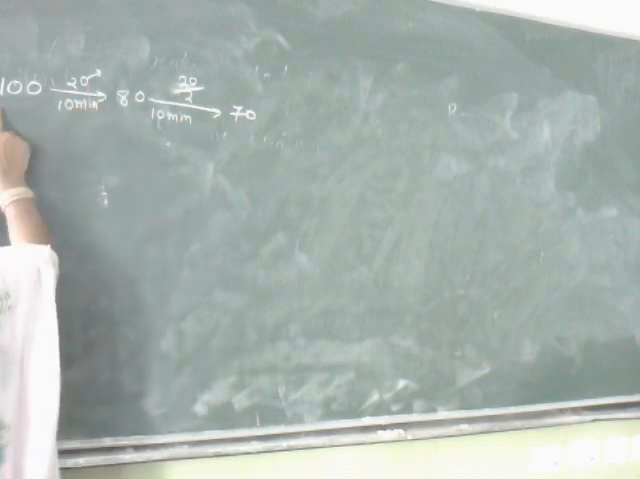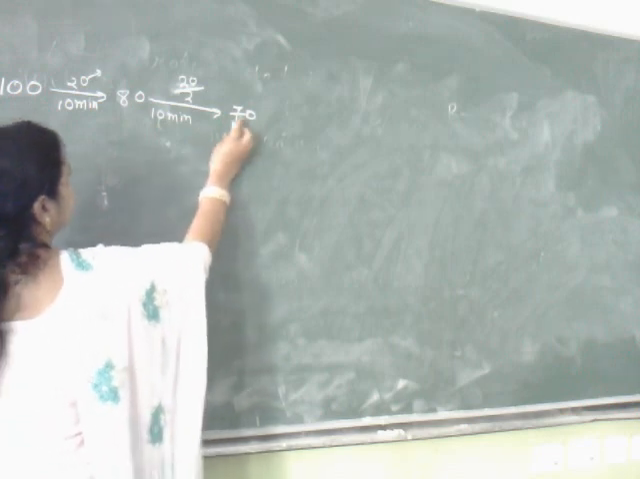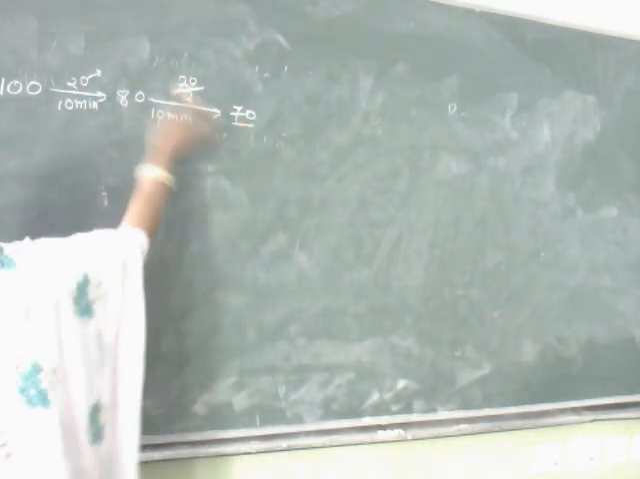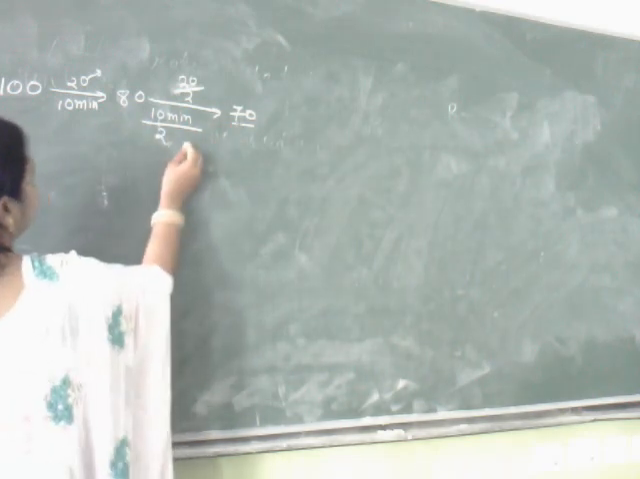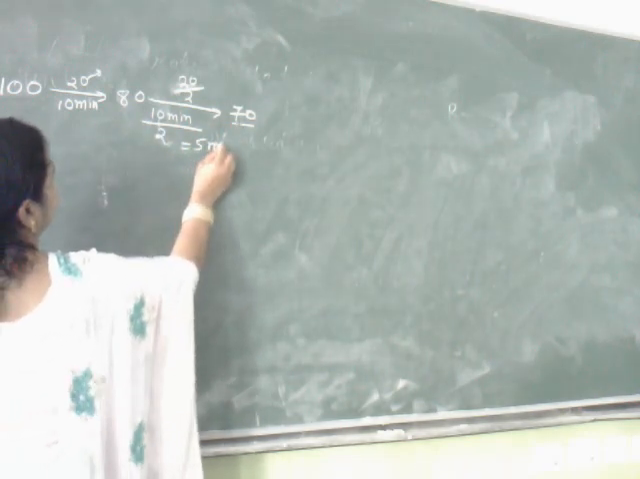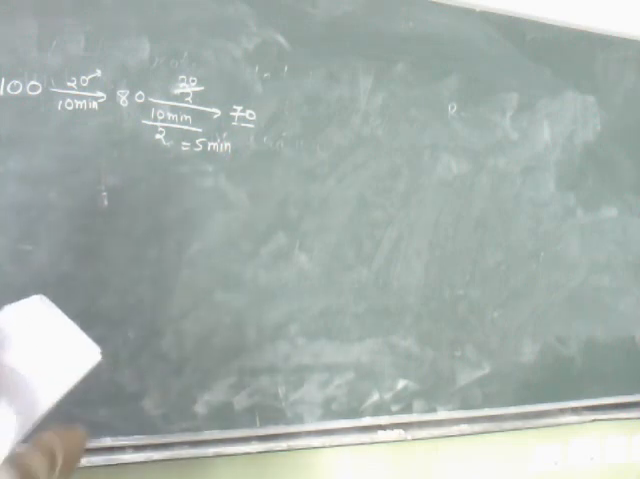20 should drop here. 100 to 80 means 80 to 60 should come here, but what has come? 70. Means half of it. So 20 by 2, so the time also will be half. To drop 80 to 70, the time will be 5 minutes. This one you should understand.